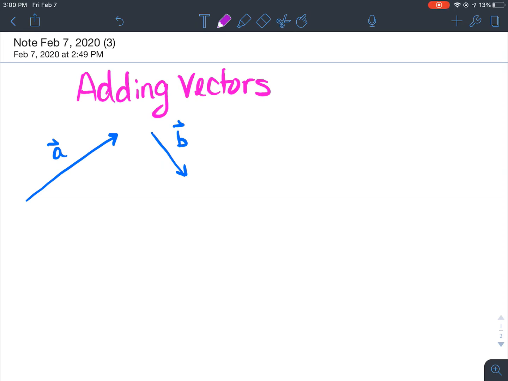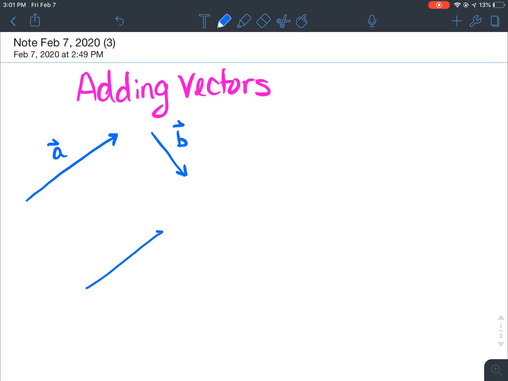Okay, this is a video on adding vectors. If we have two vectors, like vector A and vector B, and we want to add them together, we can place them head to tail and then draw a resultant vector, which is how we add them.